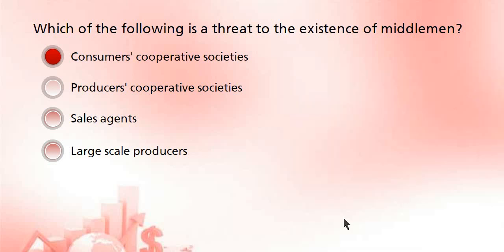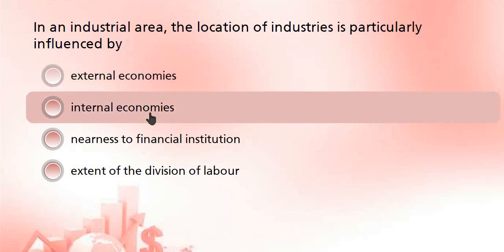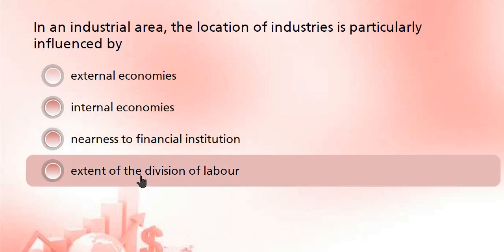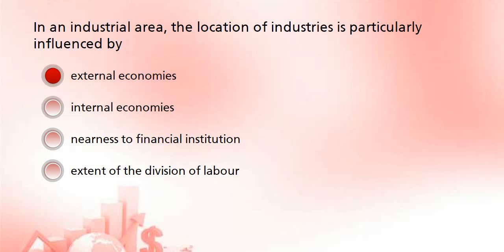Question 30. In an industrial area, the location of industries is particularly influenced by A. External economies, B. Internal economies, C. Nearness to financial institutions, D. Extent of the division of labor. So, the right answer is external economies.